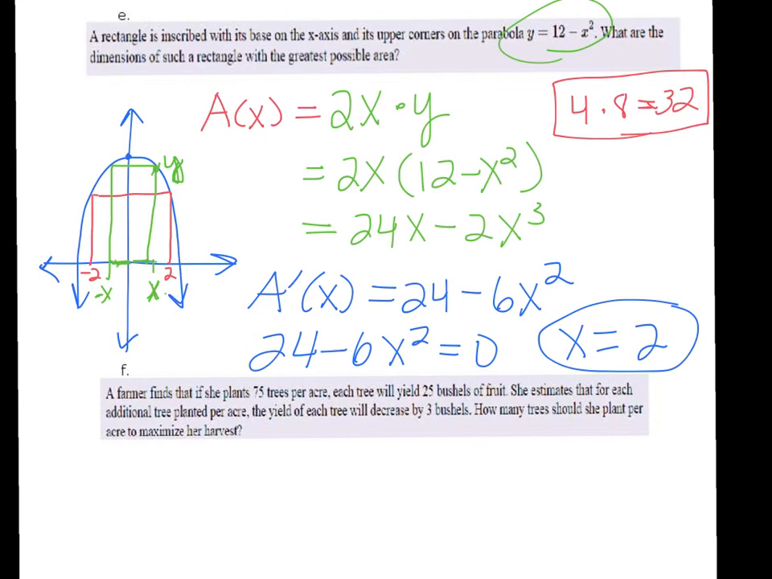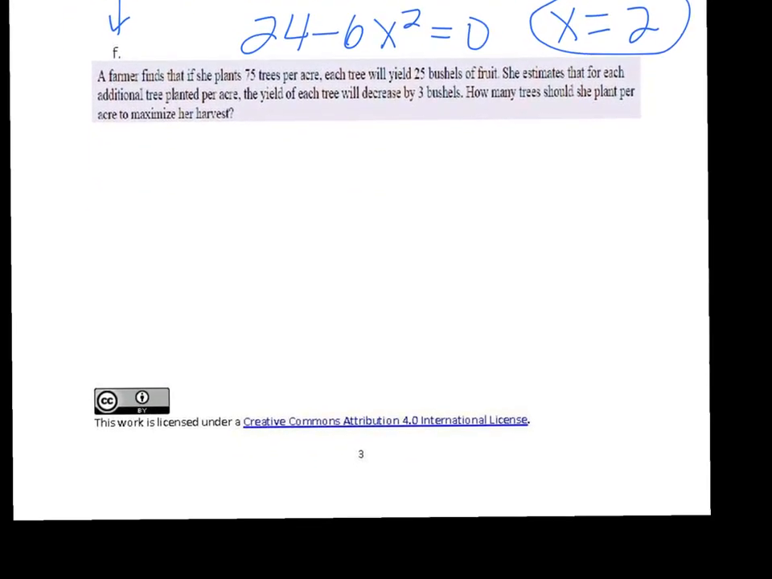And our last problem in this section is about a farmer. She finds that if she plants 75 trees per acre, each tree will yield 25 bushels of fruit. She estimates that for each additional tree planted per acre, the yield of each tree will decrease by 3 bushels. How many trees should she plant per acre to maximize her profit?